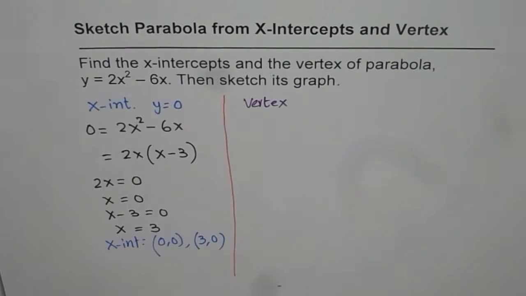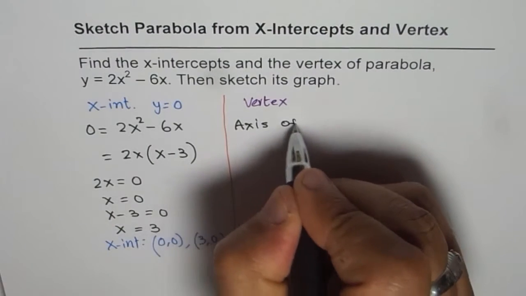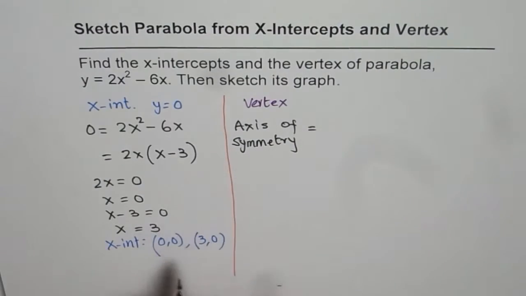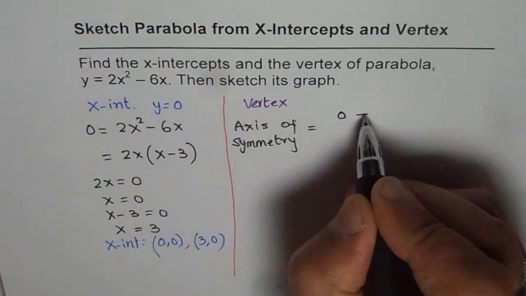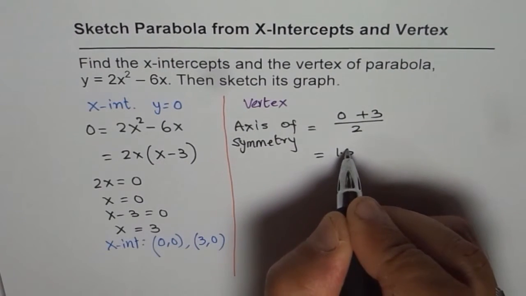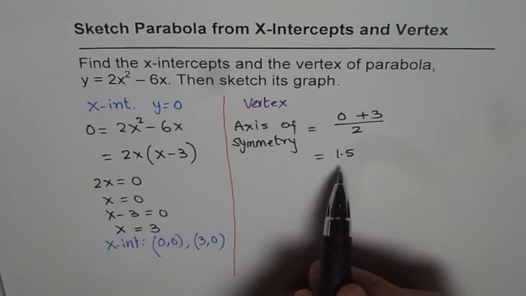From the symmetry of a parabola, we know that the vertex will lie on the axis of symmetry. Axis of symmetry will be midway between the two x-intercepts, right? So we'll find the axis of symmetry, which is midway between the two x-intercepts. That means we can add 0 and 3 and then divide by 2, right? That gives us 1.5. So at x equals 1.5, we have axis of symmetry.